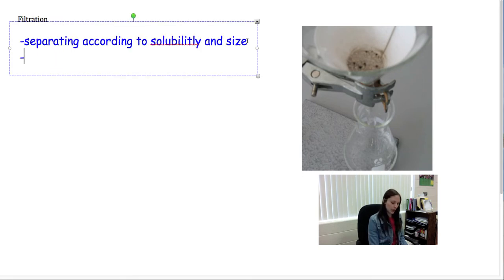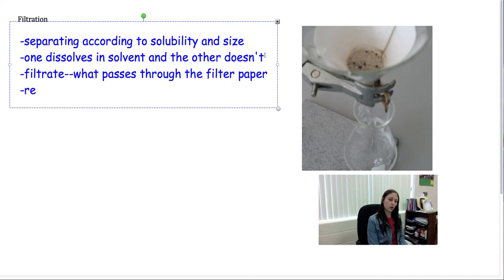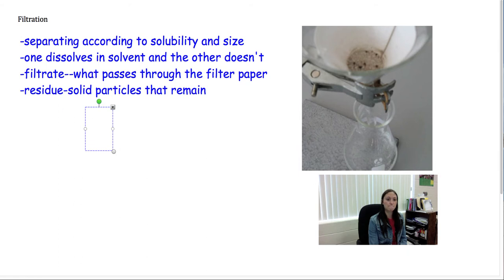When you look at filtration, you're going to have one that dissolves in the solvent and the one that doesn't. Remember, solvent is the liquid that is in the larger amount that does the dissolving. Okay, there are kind of two parts to filtration, and we mentioned these words way at the beginning of the year. Okay, what's called a filtrate, and that is the liquid that passes through the filter paper. And you also have the residue, which is just what it sounds like, it's the solid particles that remain. And we have done this kind of filtration before, so that should be nothing new.